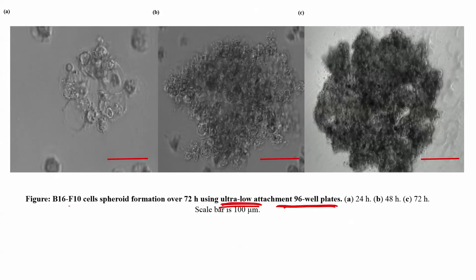And this is an example of B16F10 cells spheroid formation over 72 hours. First is the 24 hours image. In 24 hours, it starts forming a spheroid, it is not ready. At 48 hours, you can see the cells are growing and developing in the 96 well plate. There is a media for providing nutrition. Finally, around 72 hours, we can see a spheroid formed using B16F10 cells.